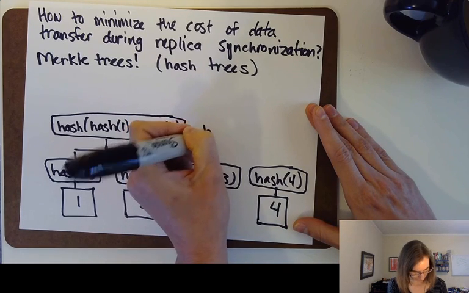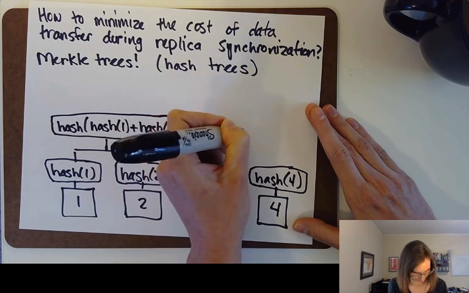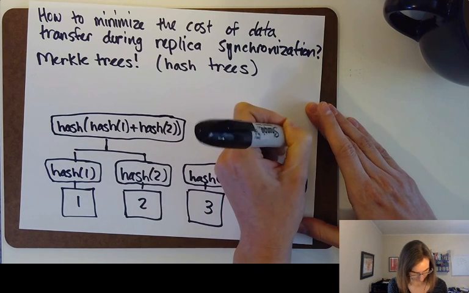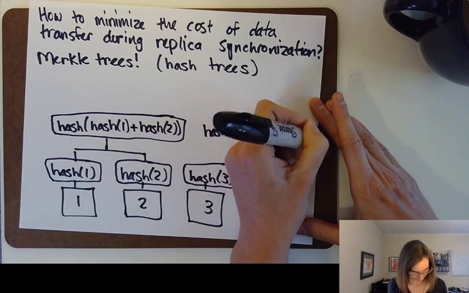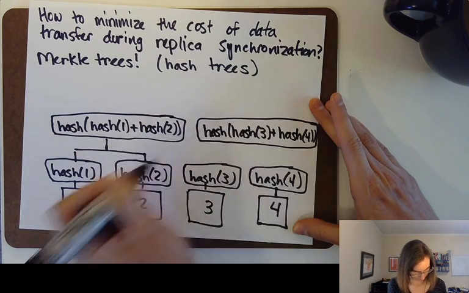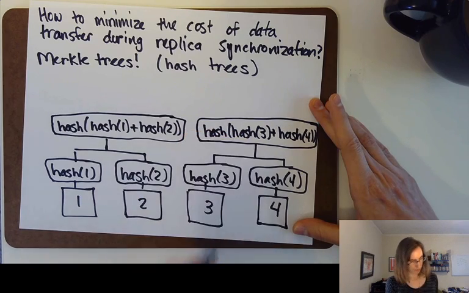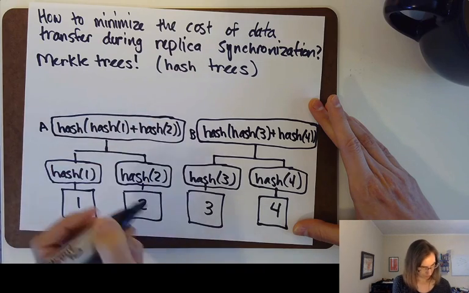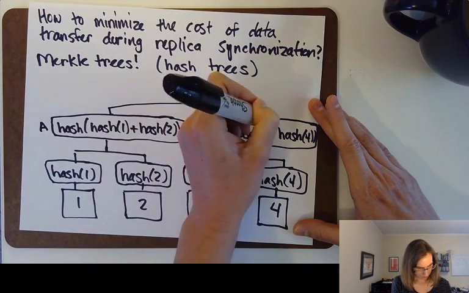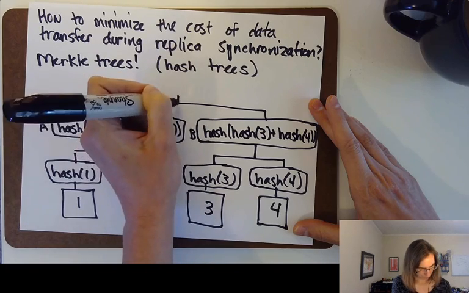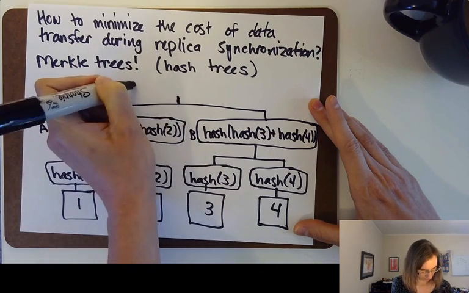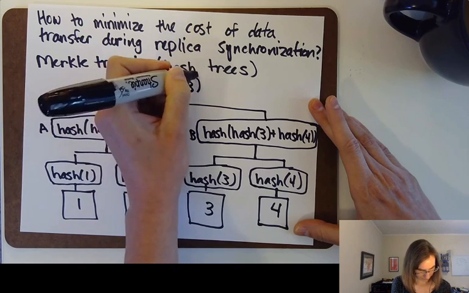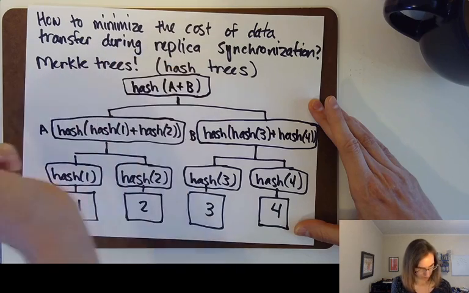And similarly here. So let's call this whole thing A and call this whole thing B. And then the parent of these would be the hash of A and B concatenated or otherwise put together. And then that's the root.